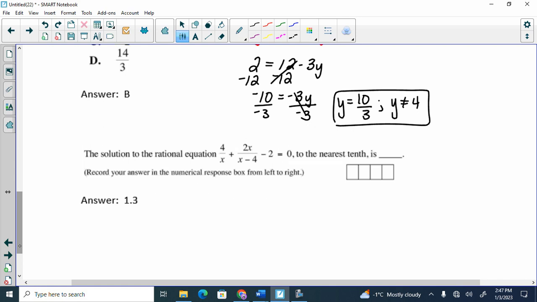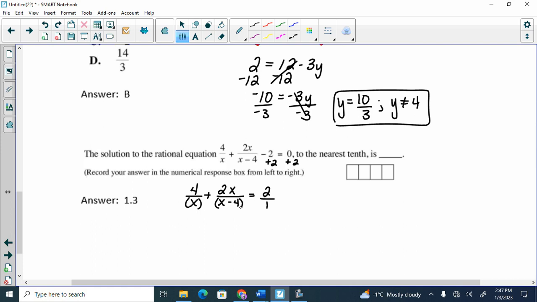This one, I have the solution of the rational equation 4 over x plus 2x over x minus 4 minus 2, to the nearest tenth, is what? So I have 4 over x plus 2x over x minus 4. And then I'm going to add this 2 over. It's easier to deal with then. Equals 2 over 1. Now this is a monomial, x. This is a binomial, x minus 4.